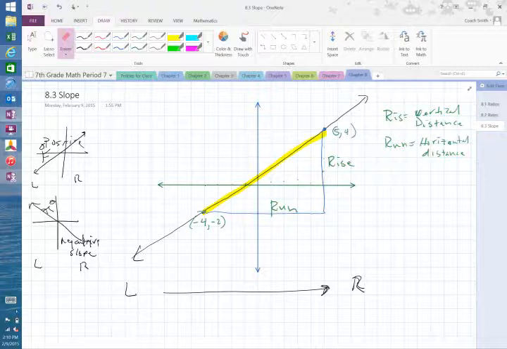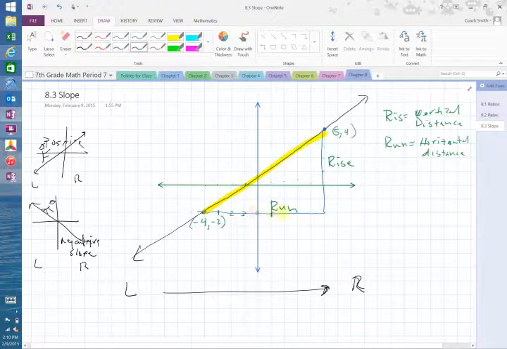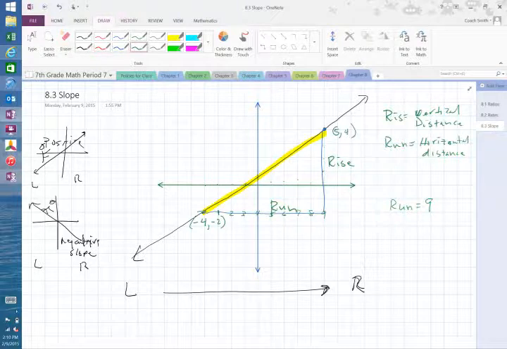Okay? So, run. Run is the distance that I go from 1, 2, 3, 4, 5, 6, 7, 8, 9. So the run for this is equal to 9. I went 9 spaces to the right. Is right positive or negative? Positive. When we move right on the number line, we're going in a positive direction. Then I went 1, 2, 3, 4, 5, 6 lines up. So the rise would be equal to 6.